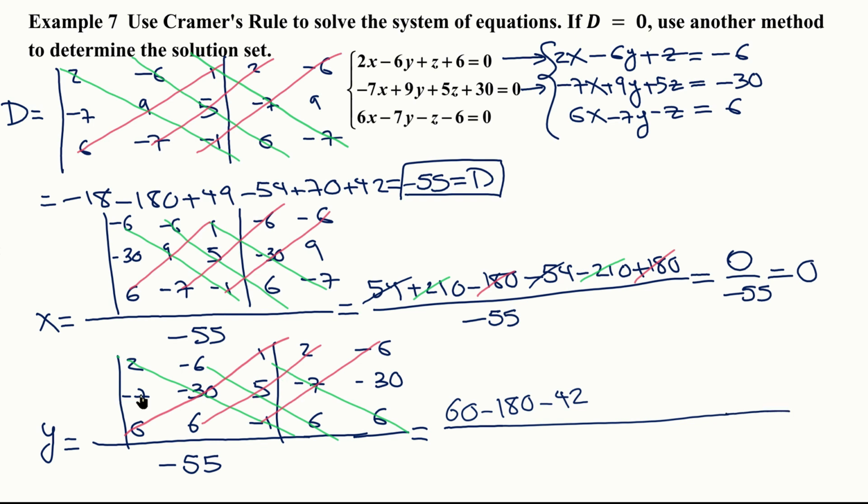Now for our red group, we're going to subtract these guys, so that's going to be minus negative 180, so that becomes plus 180. And then 2 times 5 is 10, times 6 is 60, so minus 60. And then negative 1 times negative 7 times negative 6, that's going to be negative 42. Minus a negative 42 becomes plus 42, all over negative 55. Again, we can see 60 cancels negative 60, negative 42 cancels 42, negative 180 cancels 180, so we end up with 0 again.